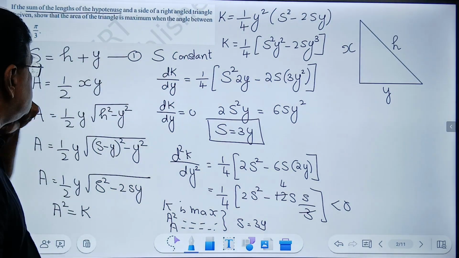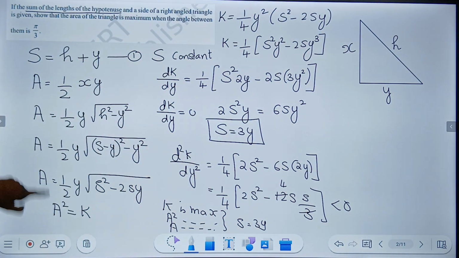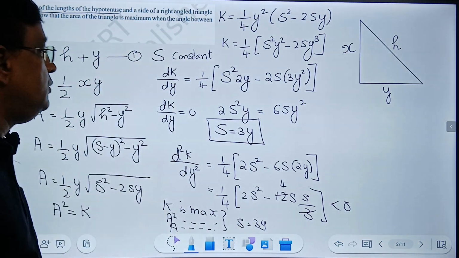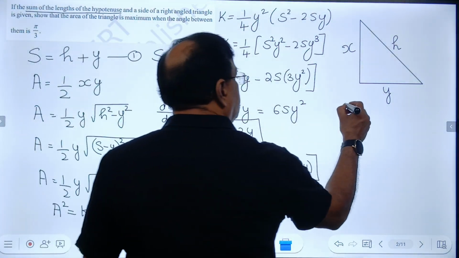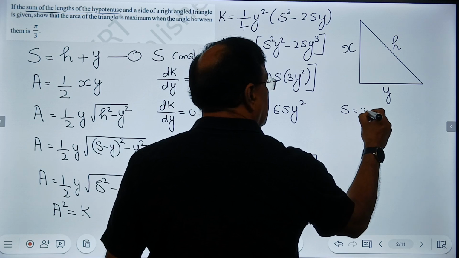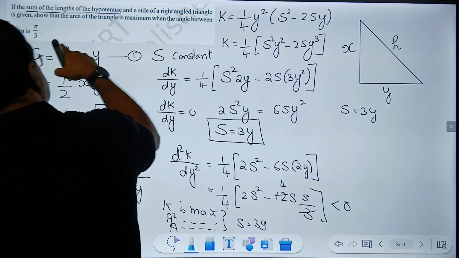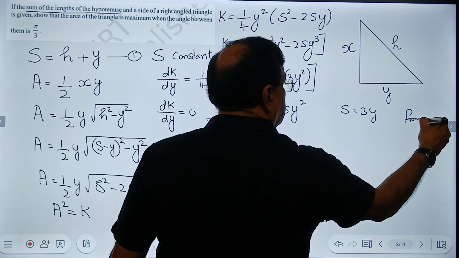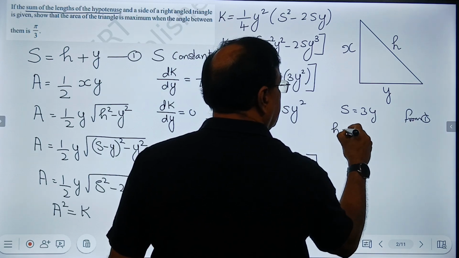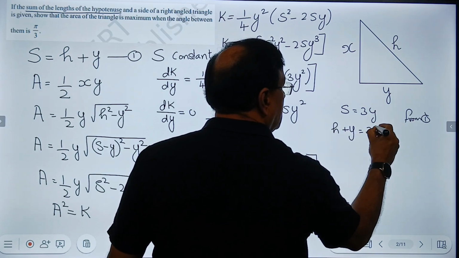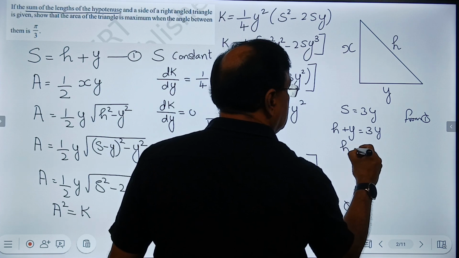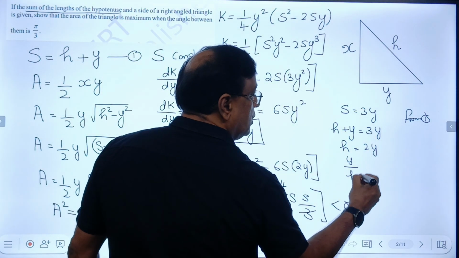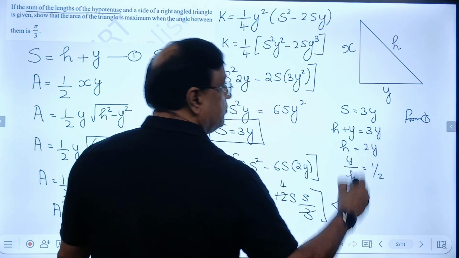K square is maxima means a square is maxima. If a square is maxima, a is maxima. We have already discussed this in the previous videos. Okay. Now, what is s? S is equal to 3y. But what is s from 1? From 1, my s is nothing but h plus y. So from this, h is equal to 2y. So what is y by h? Y by h is 1 by 2.